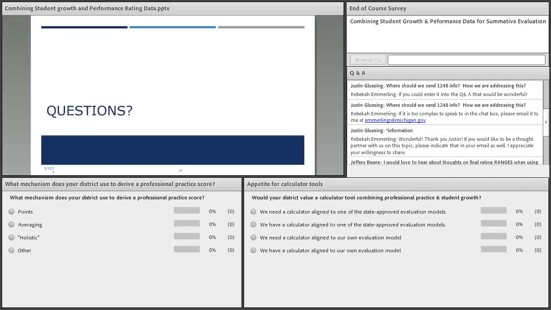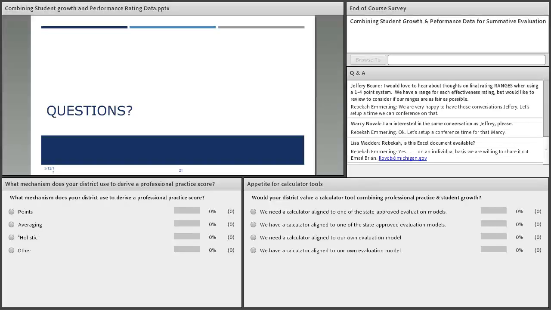I'm going to jump in for one second here, and we're going to switch the view and give you an opportunity to respond to a couple more polls at the bottom of your screen on the left. We'd love for you to give us an idea of what mechanism your district uses to derive a professional practice score. It gives us really good information as we're thinking about how we can support you.